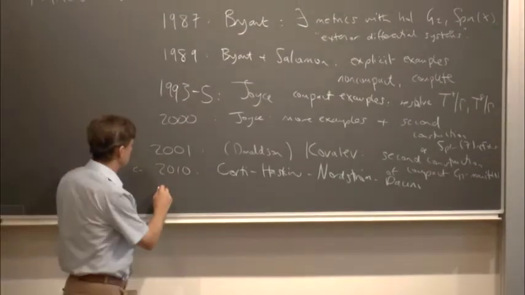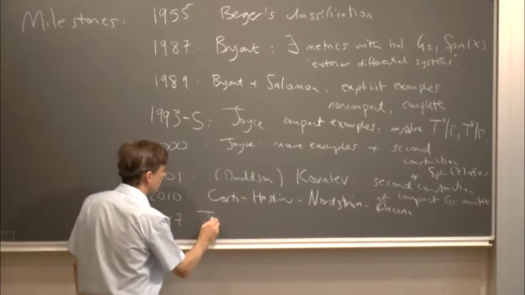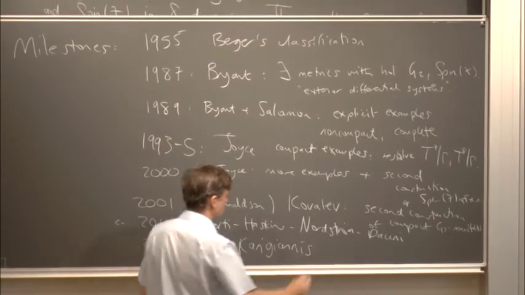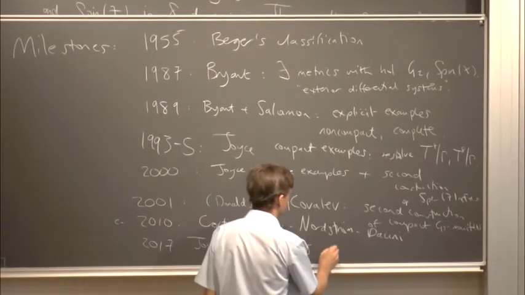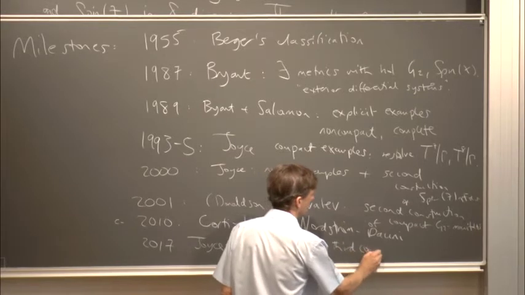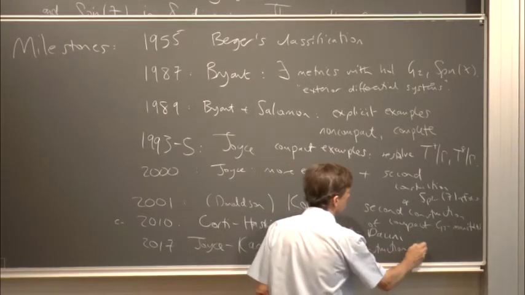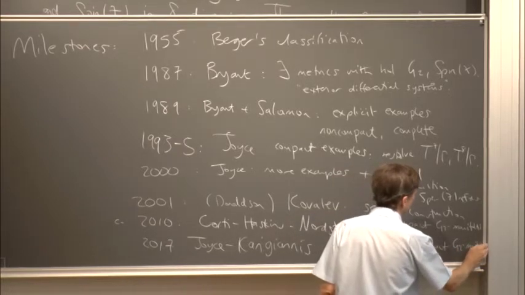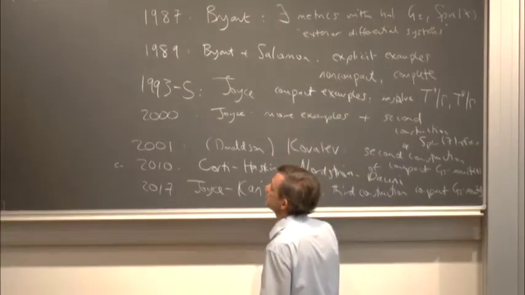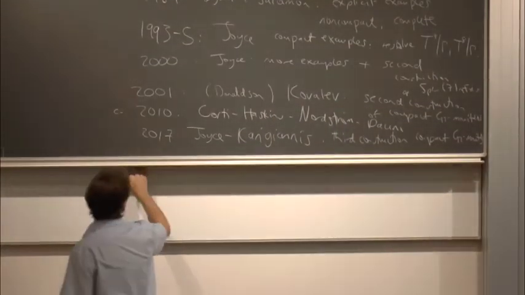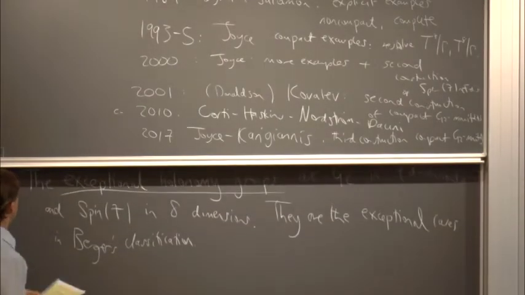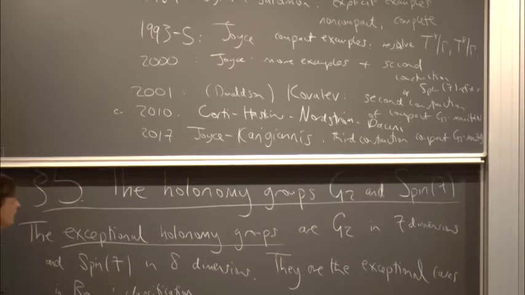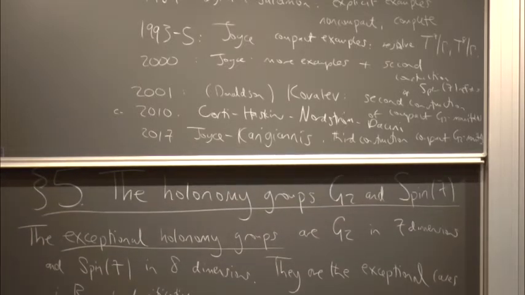What else? Well, I suppose 2017, a paper by myself and Nordström gave a third construction of compact G2 manifolds. And that's about as far as we've got in the whole constructing examples thing.